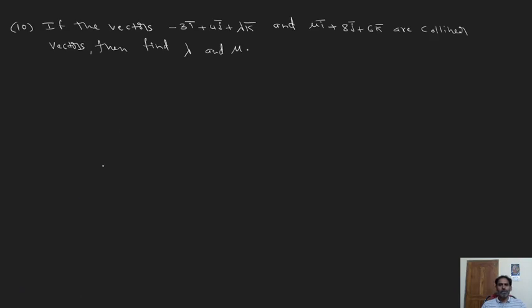Next. Question number 10. Same concept, same formula. If the two given vectors are collinear vectors, find lambda, mu. Solution. Most important again, 2 marks. Same. These are collinear. The given vectors are minus 3I bar plus 4J bar plus lambda K bar, and mu I bar plus 8J bar plus 6K bar, which are collinear.